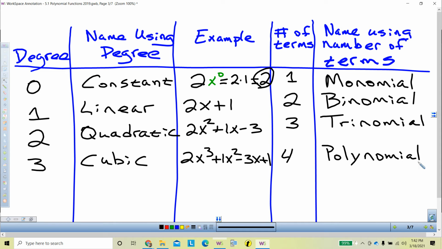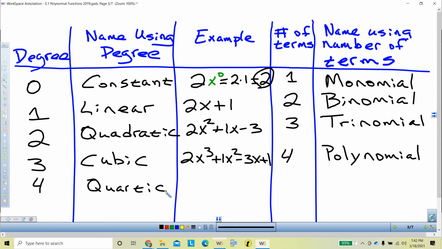So 4th degree, 4 quarters in a dollar, quartic. So we're done on the list on the far right. Monomial, binomial, trinomial, polynomial. There's no more after that, right? Poly means many, so 4 or more.